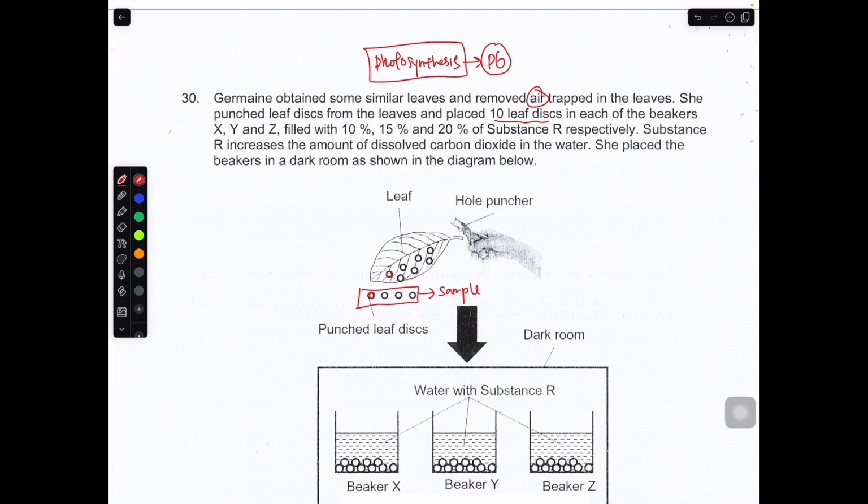Okay, let me break down line by line. This tells you how they prepare the sample preparation.